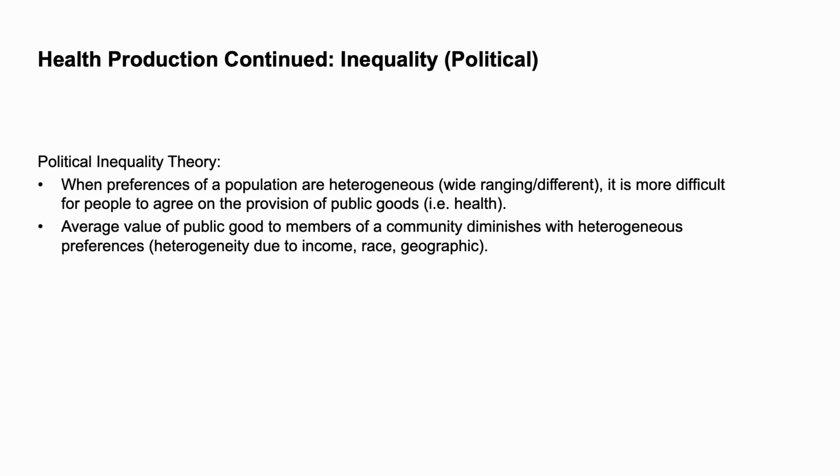Another theoretical lens through which to view inequality is political inequality. This theory suggests that in societies with a wide range of preferences, or what the slide calls heterogeneous preferences, it is more difficult for people to agree on the provision of public goods, such as healthcare. For example, if a community is racially or socioeconomically divided, people may be less willing to fund public services that they perceive as primarily benefiting a different group.